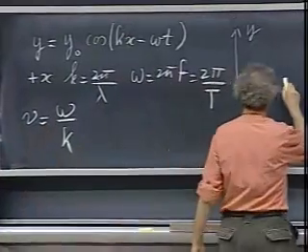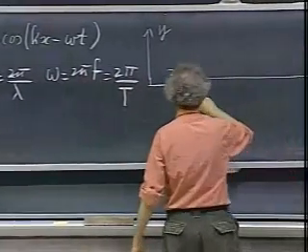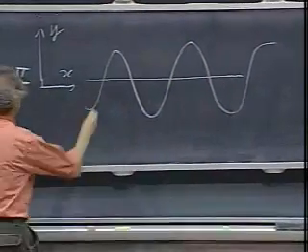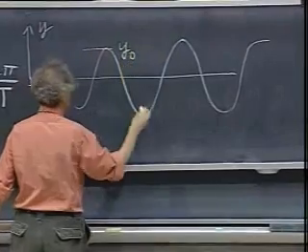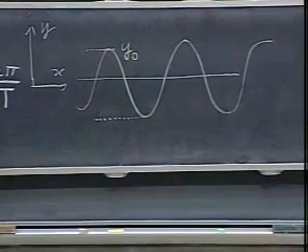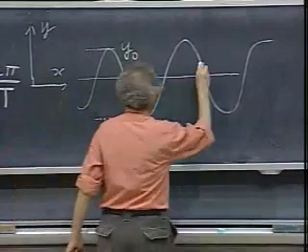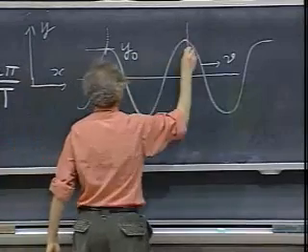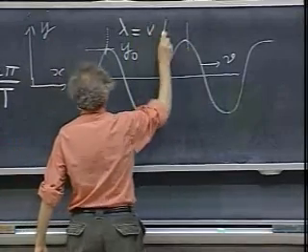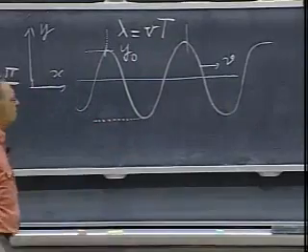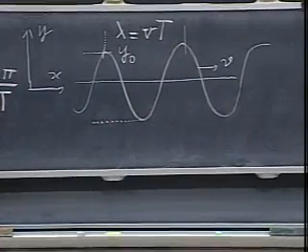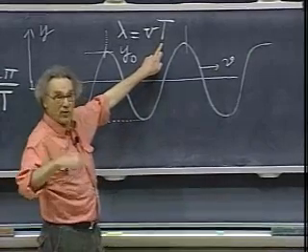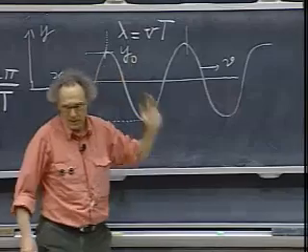And so, if I draw this string at a particular moment in time, this would be y0, that would also be y0, and it would propagate in this direction with that velocity, and this would be the wavelength, lambda. And that lambda is v times T. It's immediately obvious. If something propagates with a speed v, and it has T seconds to go for one oscillation, it moves over a distance lambda.